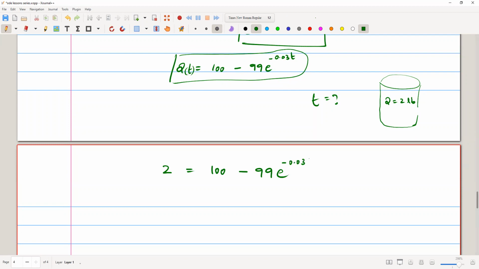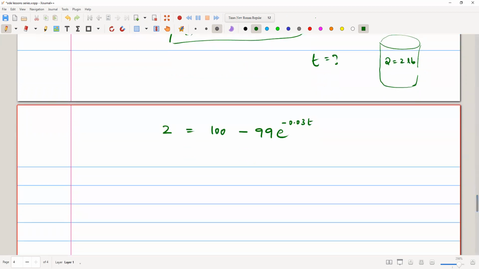So we can just manipulate this mathematically. It will be 2 minus 100, that is negative 98, and this is negative 99, so negative 99 in the divide, and e to the power negative 0.03 t. Then we can simply take natural log on both sides, so it will be ln 98 over 99 equals negative 0.03 t.